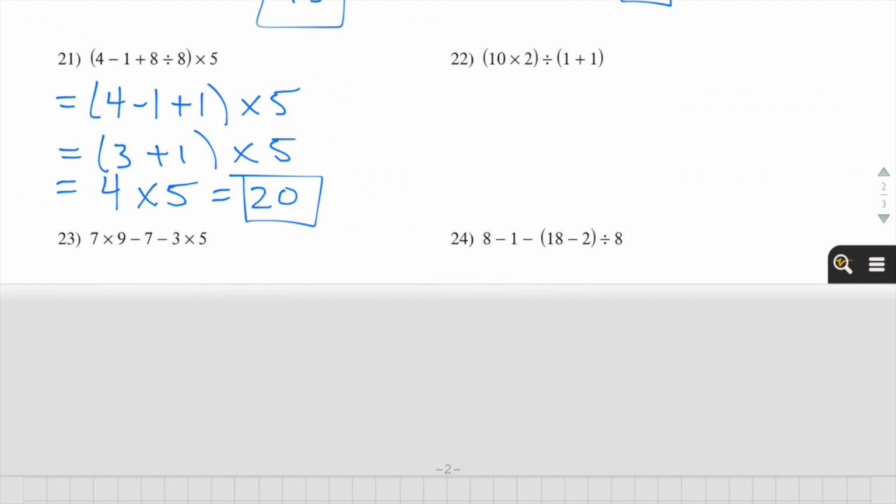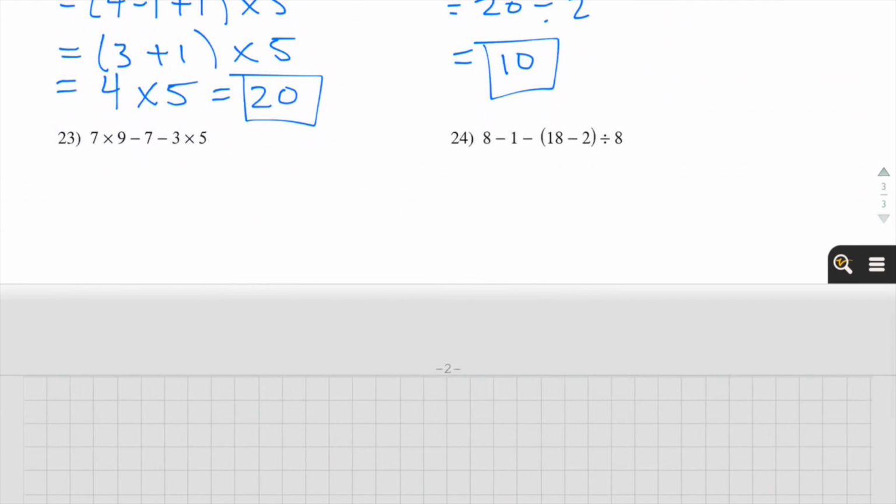Okay, number 22. In parentheses, 10 times 2, divided by, in parentheses, 1 plus 1. So again, do the parentheses first. 10 times 2 gives us 20, divided by 1 plus 1, which gives us 2. 20 divided by 2 gives us 10.